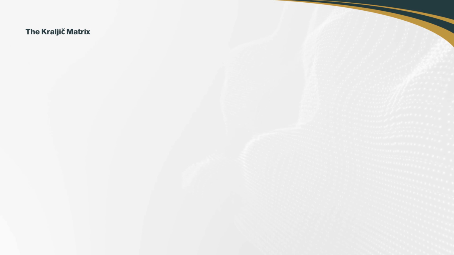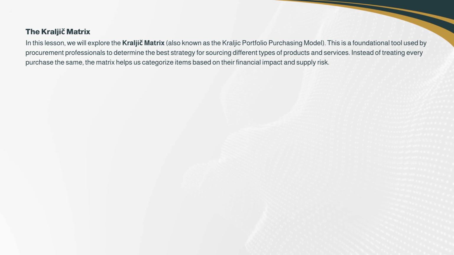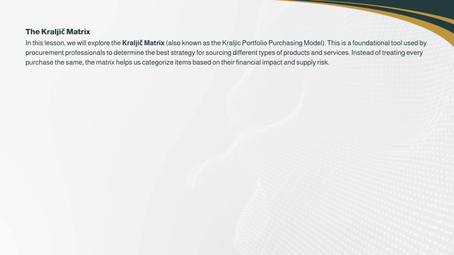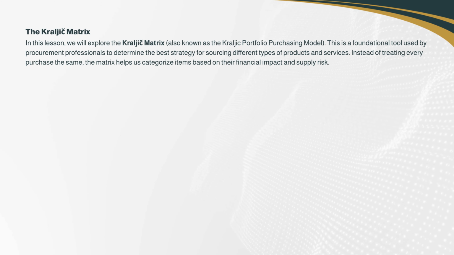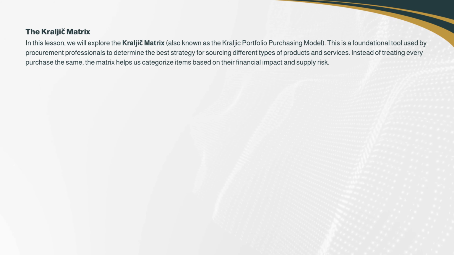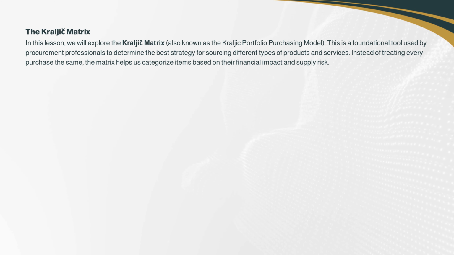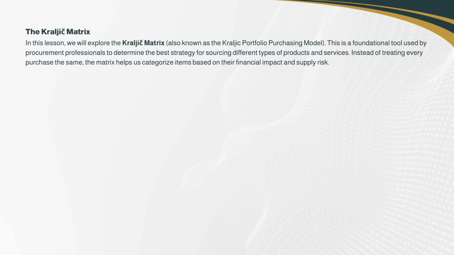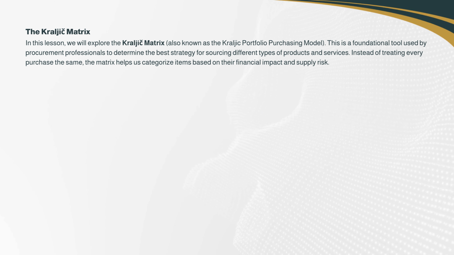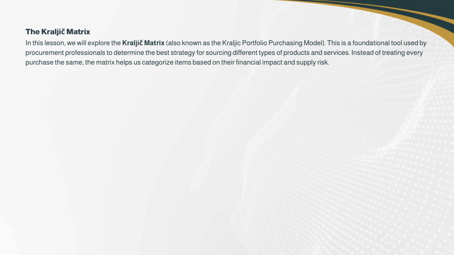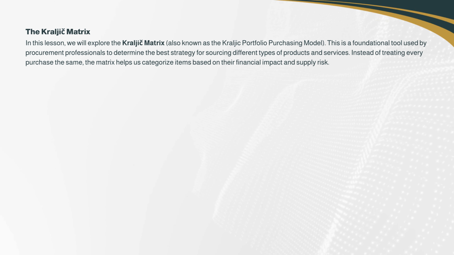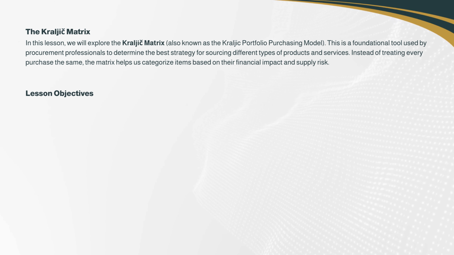The Kraljič Matrix. In this lesson, we will explore the Kraljič Matrix, also known as the Kraljič Portfolio Purchasing Model. This is a foundational tool used by procurement professionals to determine the best strategy for sourcing different types of products and services. Instead of treating every purchase the same, the matrix helps us categorize items based on their financial impact and supply risk. Learning objectives.